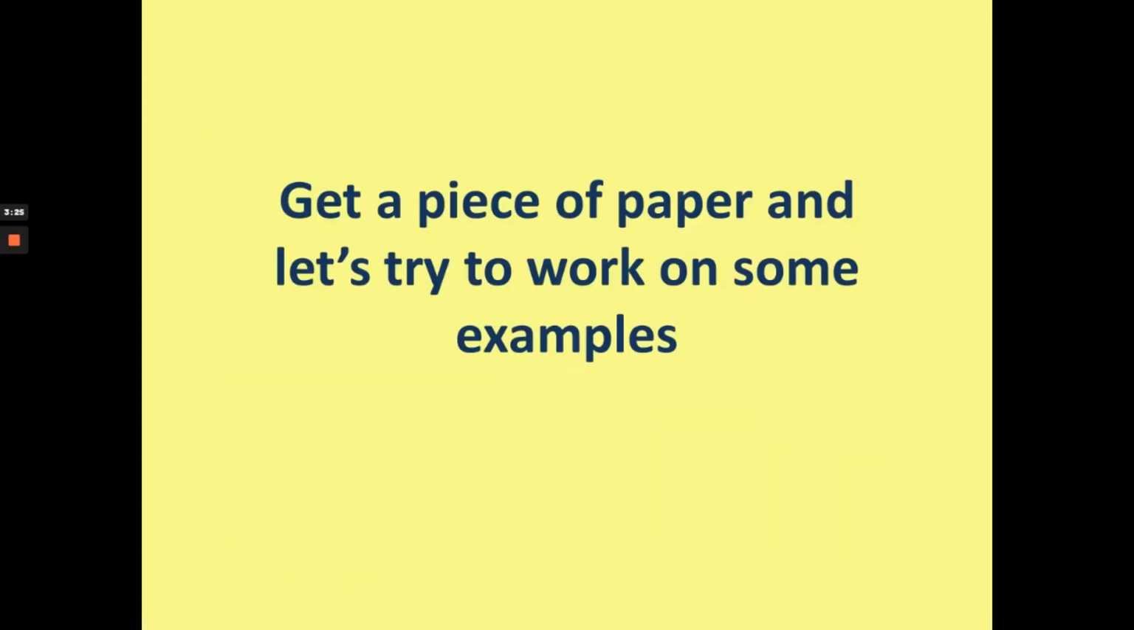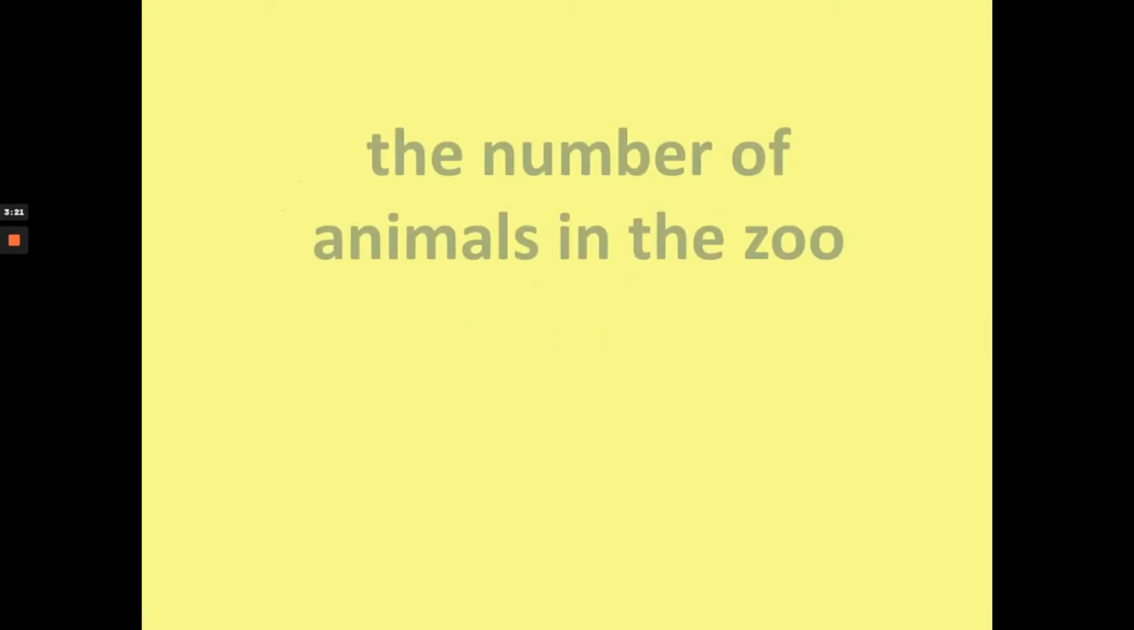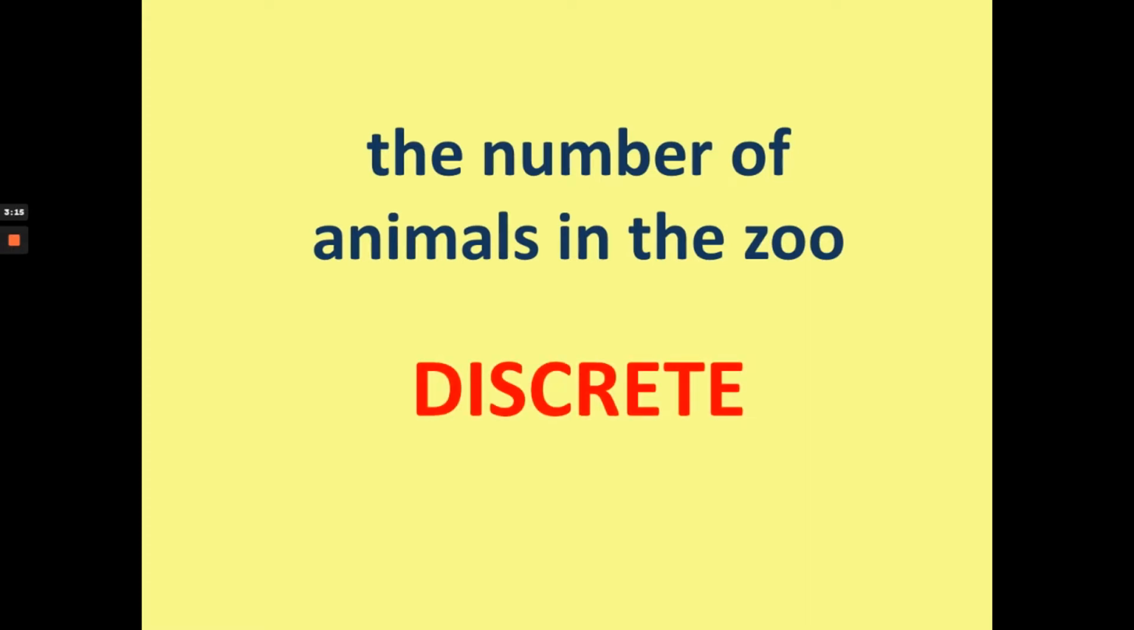Now, let's try to do some work. Get a piece of paper, and let's try to work on some examples. The number of animals in the zoo, is this discrete or continuous? Definitely, this is a discrete random variable. For us to be able to know how many animals there are, we just have to count.